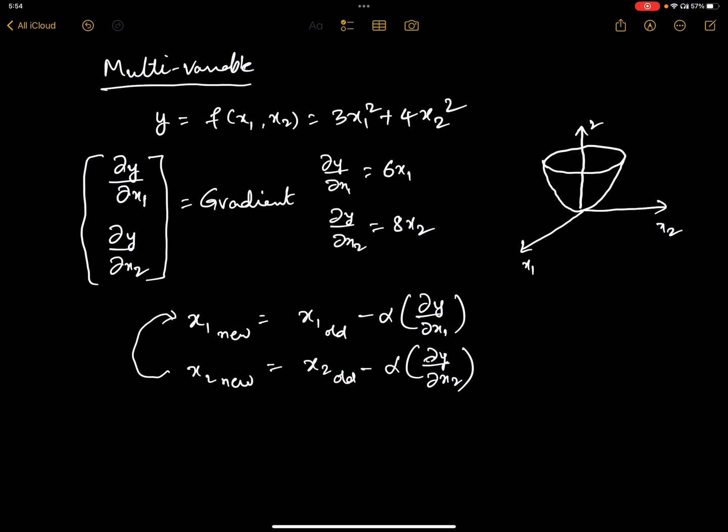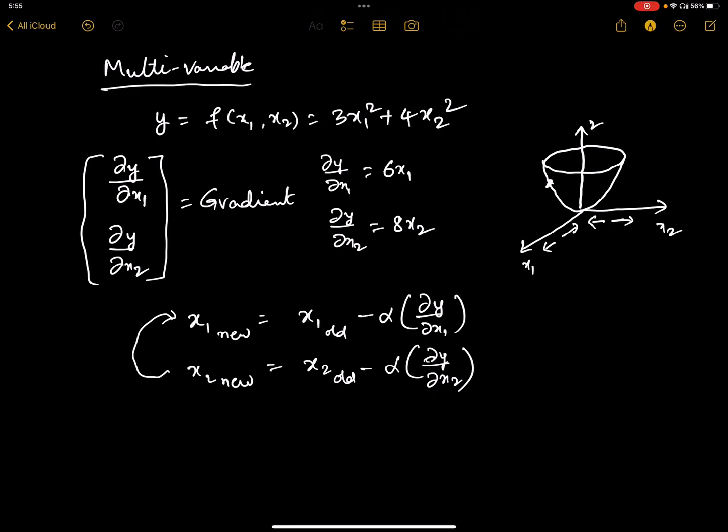Suppose here on this plane, we start at a particular point. We have initialized the values of x1 and x2 at this particular point. Now, should we decrease or increase the value of x1? Similarly, for x2, should we increase or decrease? We can find this out by calculating the partial derivative of the function at this particular point.